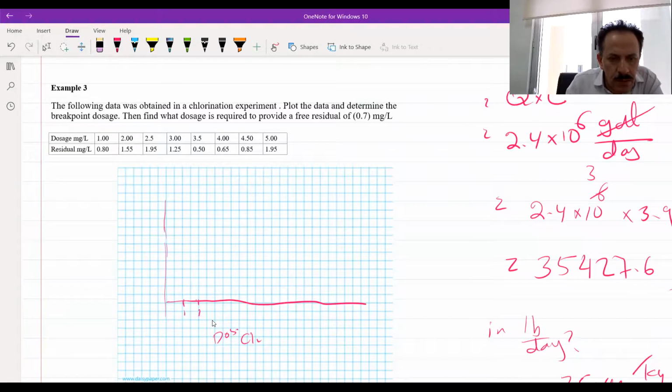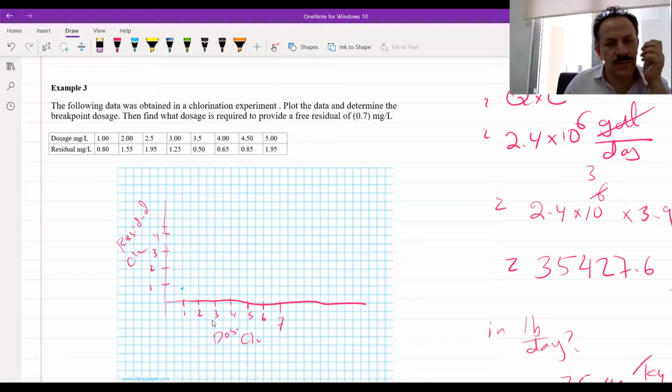One, 2, 3, 4, 5, 6, 7. So when I added 0.1, the residual chlorine was exactly like this. So if this is 1, 2, 3, 4. For the first one, I added 1, and the residual was 0.8. Look at this one, 0.8.